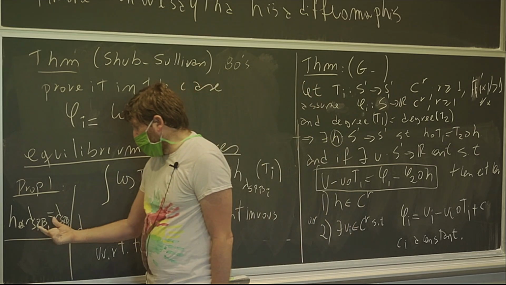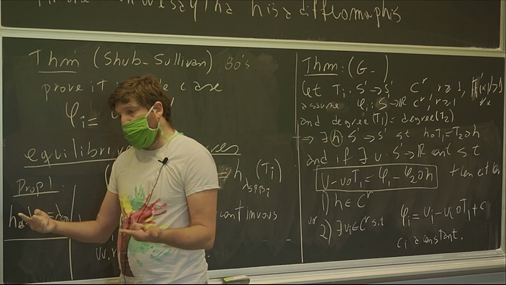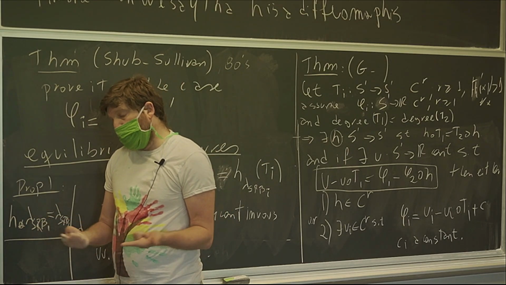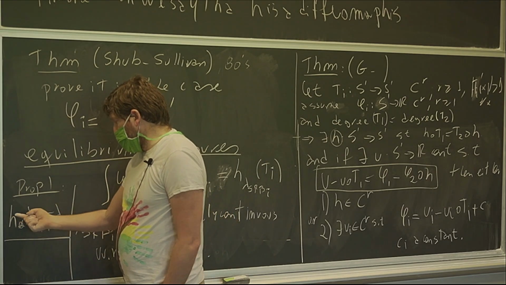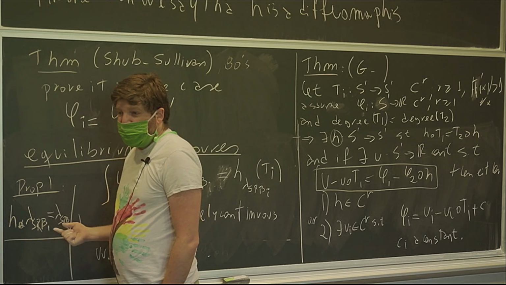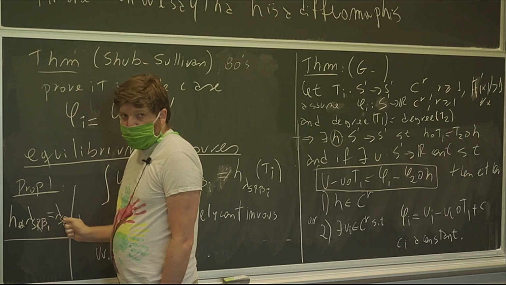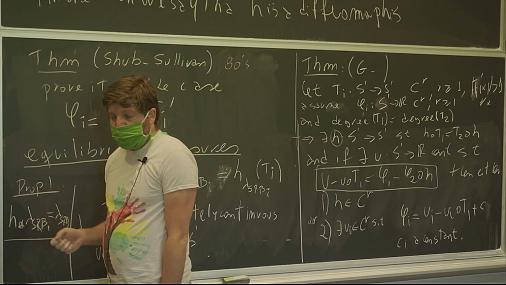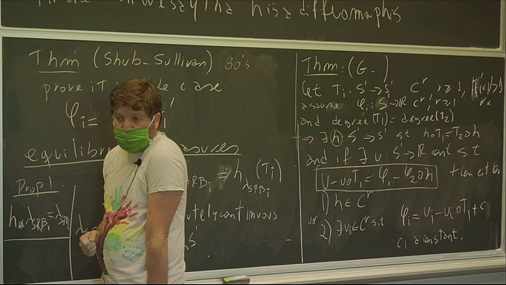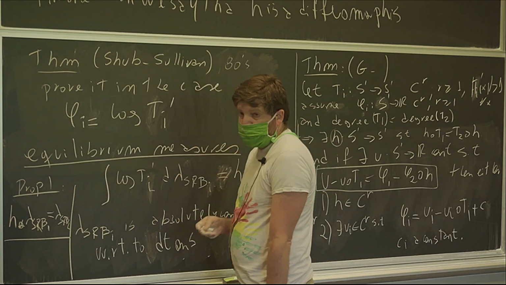But then if you have a homeo that sends an absolutely continuous measure to an absolutely continuous measure, the homeo is actually absolutely continuous, and even better, the derivative of this h is pretty much the quotient of the Radon-Nikodym derivatives of these two functions with respect to dt. And so the derivative of h is continuous, which means that h is C1 plus Hölder. So that's essentially how Shub-Sullivan proof goes.